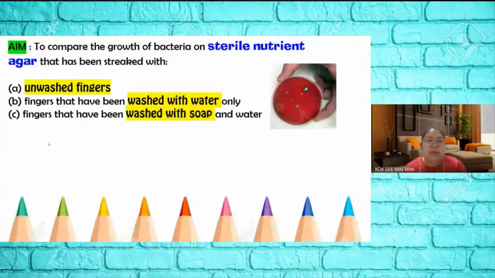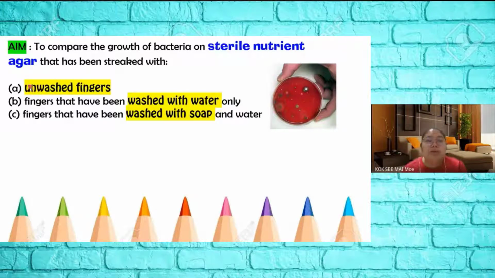Now you need to compare the growth of the bacteria on the sterile nutrient agar. We put the sterile nutrient, which means the bacteria still get nutrient, so they can grow. After that, the nutrient agar has been sprayed with the unwashed finger. You cannot see this directly, because normally we use a microscope to see it.